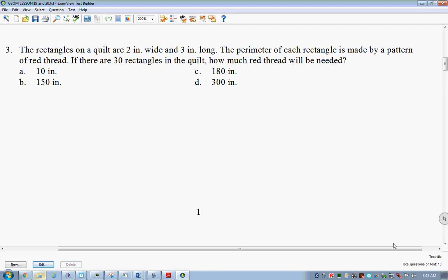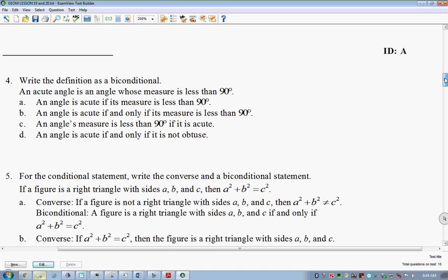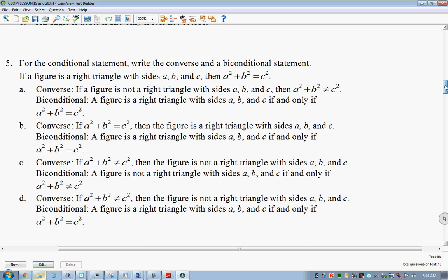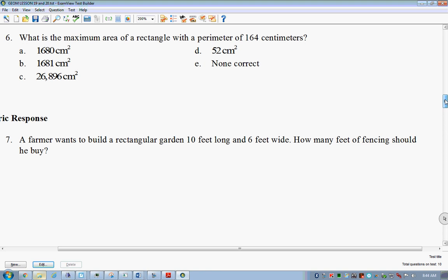So in a rectangle, opposite sides are congruent, correct? Okay, so 2 plus 2 plus 3 plus 3, 10, 10 times 30, 300 inches, right? Does that make sense? Okay, good. So we can make common sense out of a word problem. We don't need biconditionals because that's not this lesson.